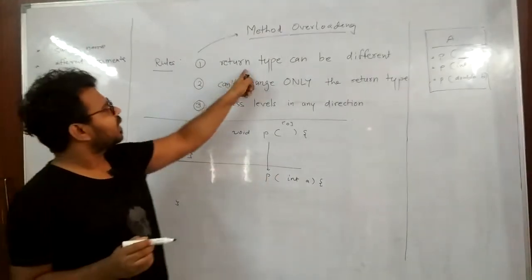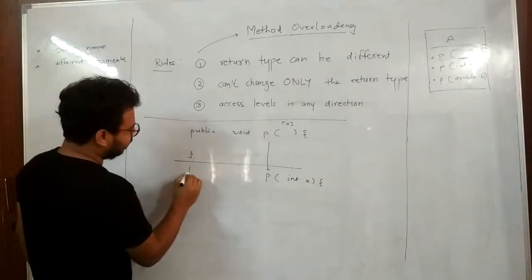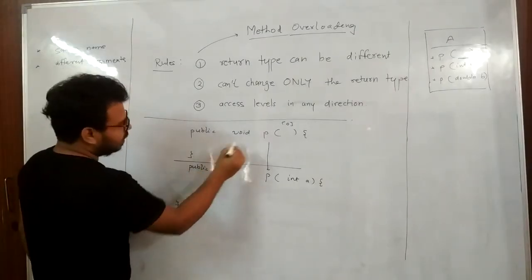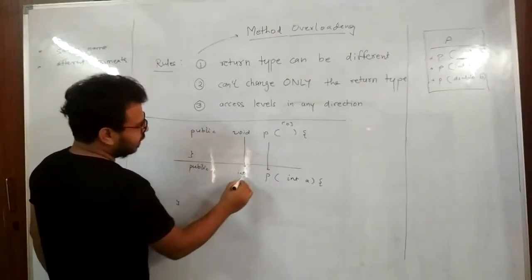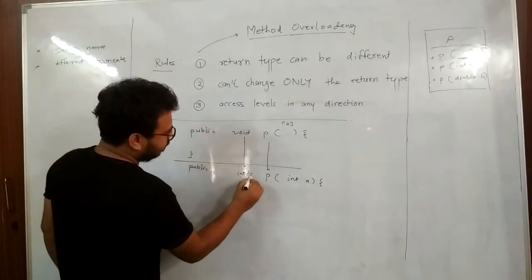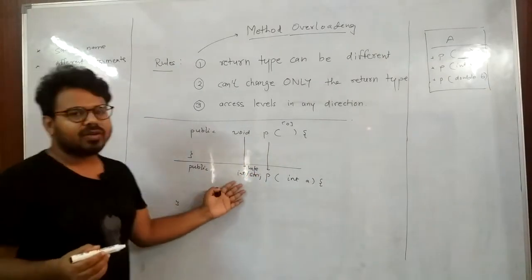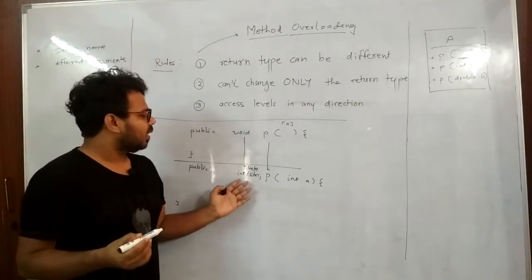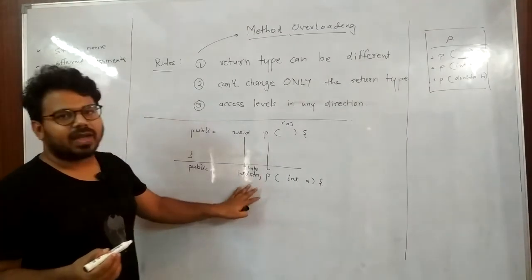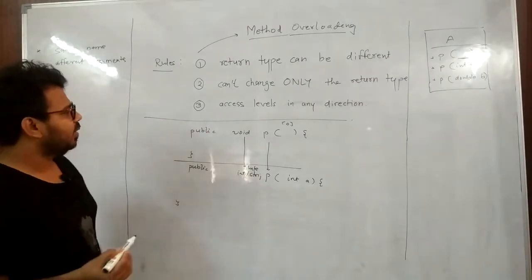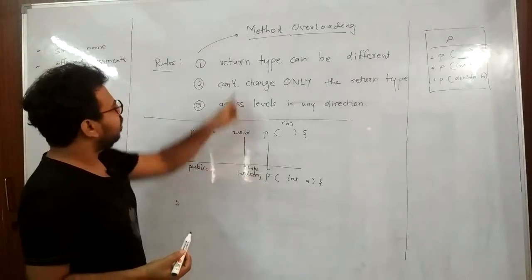Now it is saying the return type can be different. That is, this method can have any return type. It can be int, it can be string, it can be byte, anything. Unlike overriding, it does not require a compatible data type. It can be any return type here. So this was rule number 1.